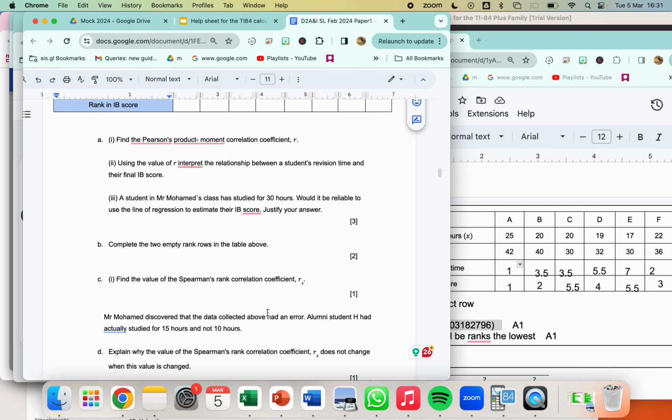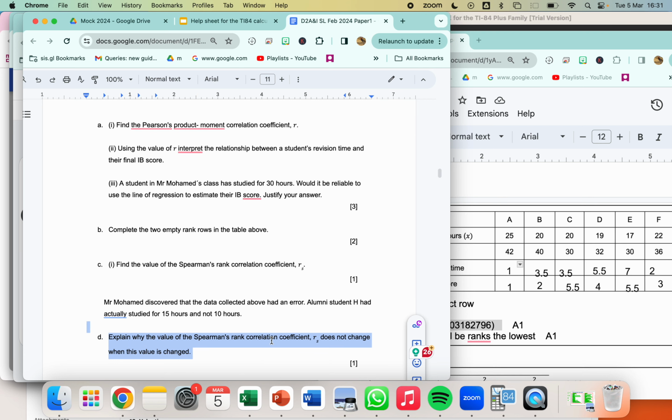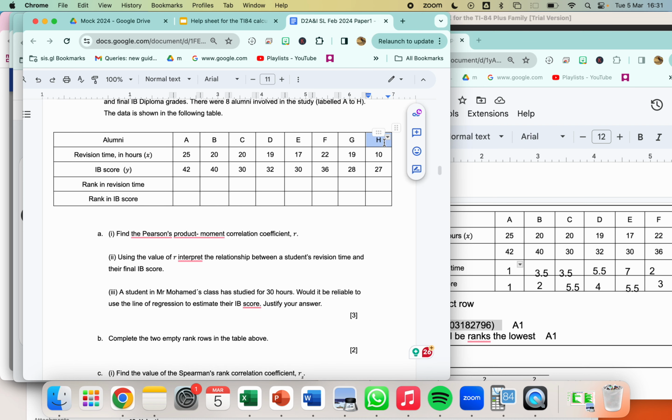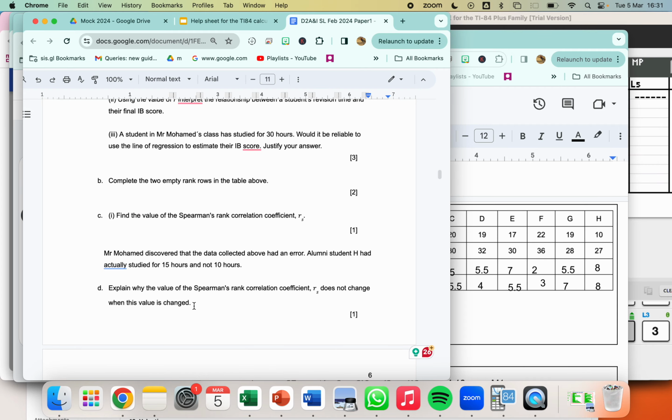And the final question is, explain why this doesn't change when a value is changed. So we're going to say, actually, student H studied for 15 hours and not 10. So H studied for 15 hours. We can still see that H is going to give us the lowest number, which would give us the highest rank still. So you would say something like H would still be ranking the lowest, therefore it wouldn't affect the Spearman's rank.